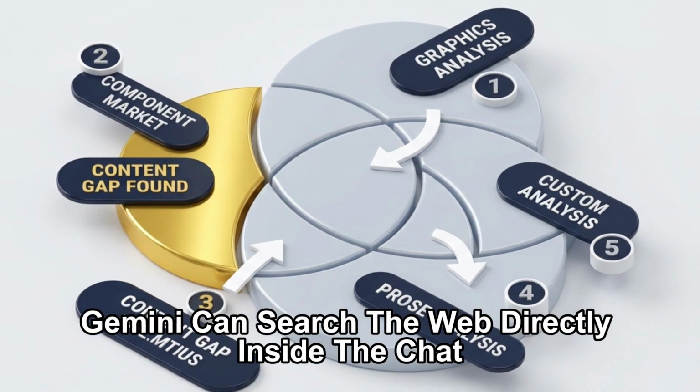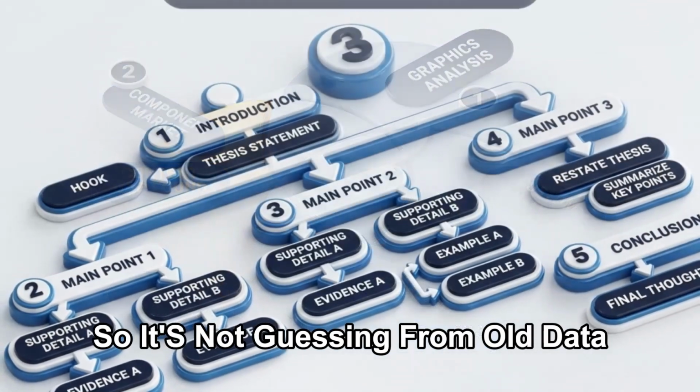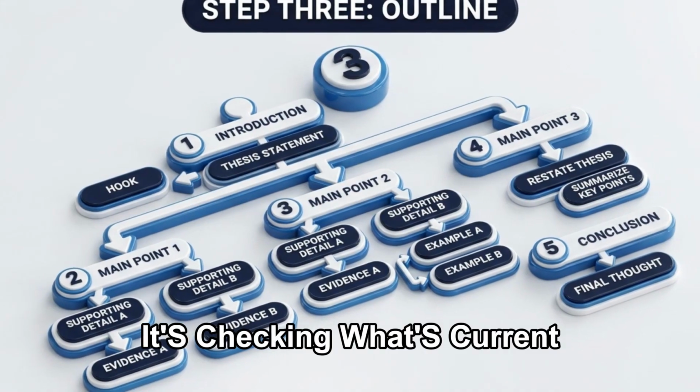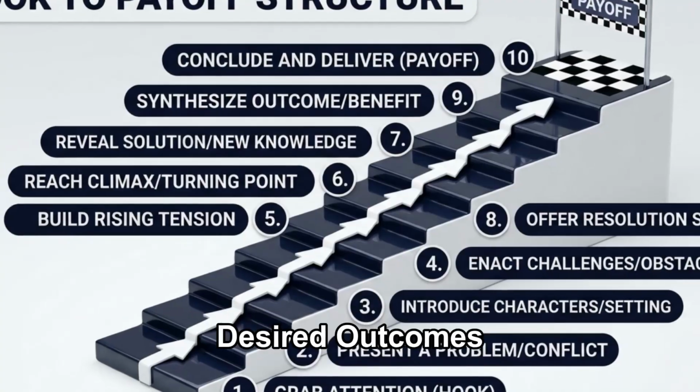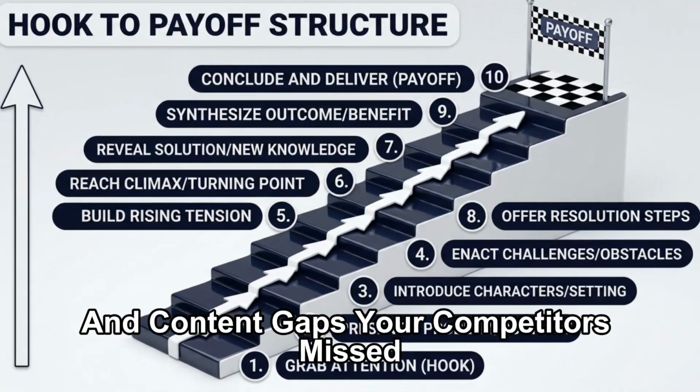Gemini can search the web directly inside the chat, so it's not guessing from old data. It's checking what's current. This is the research team replacement I promised you. One prompt, and you have pain points, desired outcomes, and content gaps your competitors missed.